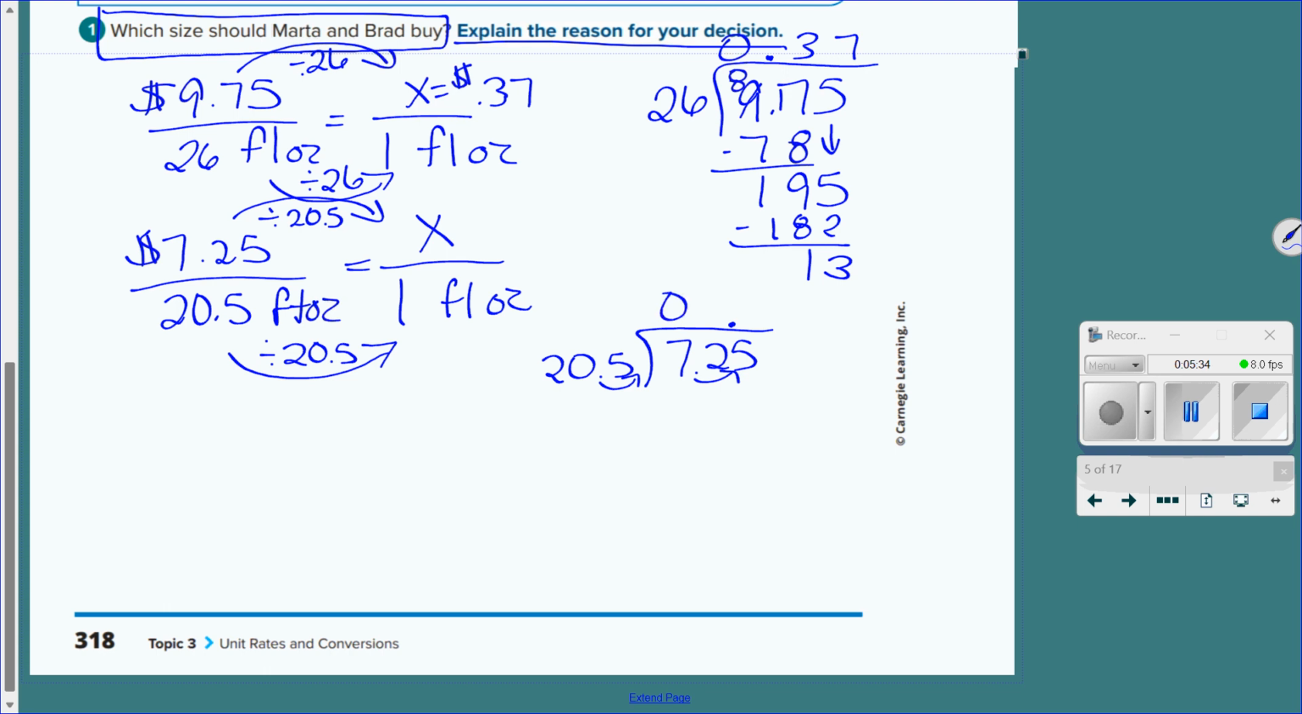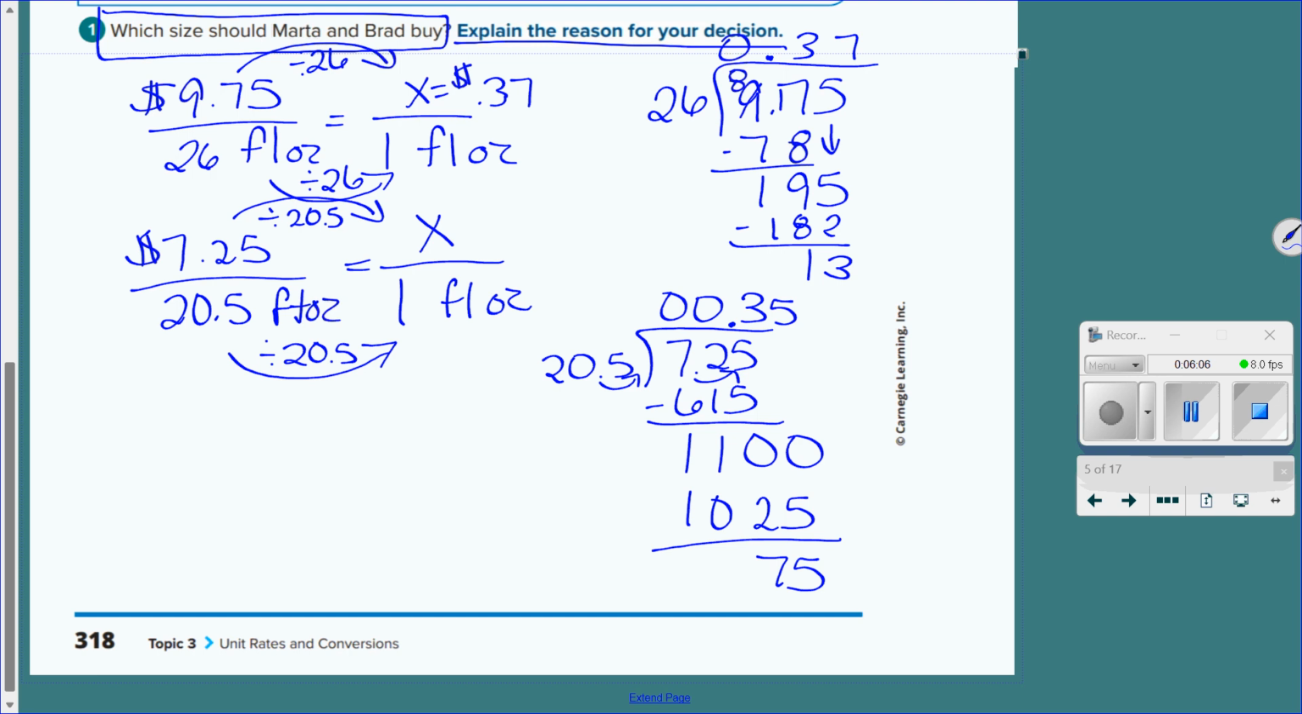Can 205 go into 7? No. 72? No. 725? Yes. How many? 3. 3, and that is 615. So that leaves 110, and I add a 0 since we have a decimal. How many times can it go into 1,100? 5. And that is 1,025, I believe. So I'm going to stop there because I am 2 numbers after the decimal. So it is about 35 cents per fluid ounce.